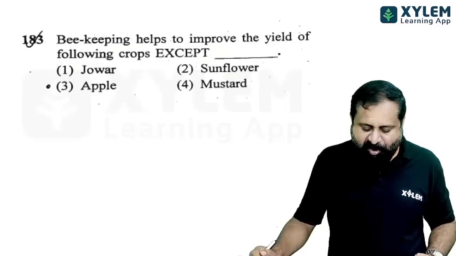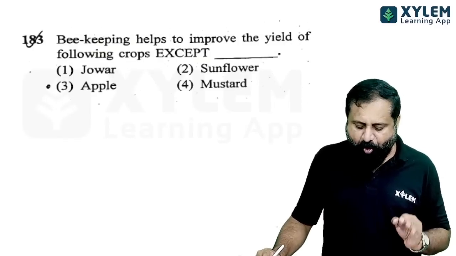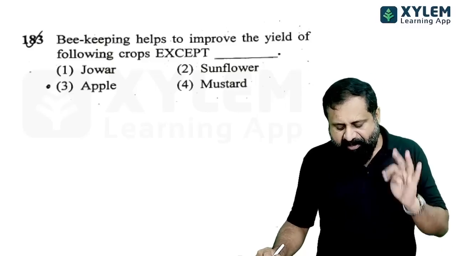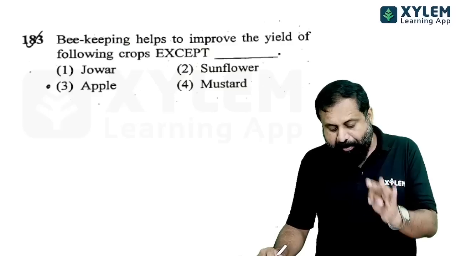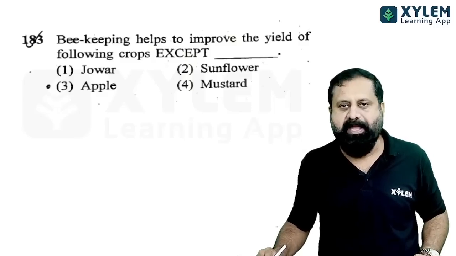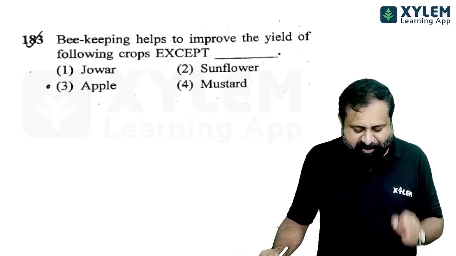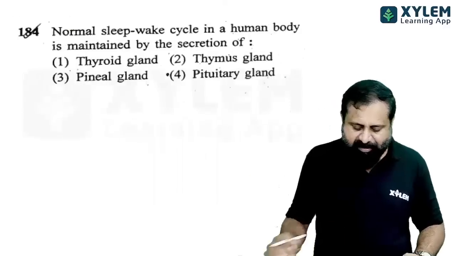Second option. 183, beekeeping helps to improve the yield of following crops except: jowar, sunflower, apple, mustard. Here you can see sunflower, apple, mustard. These three are pollinated by honeybee, but jowar is not. So answer is 1, jowar. 183, jowar is the right answer.